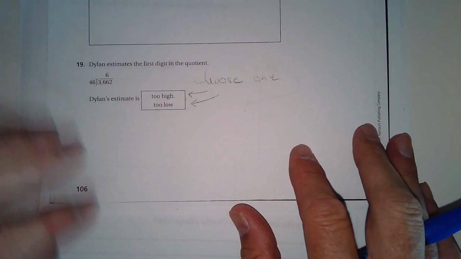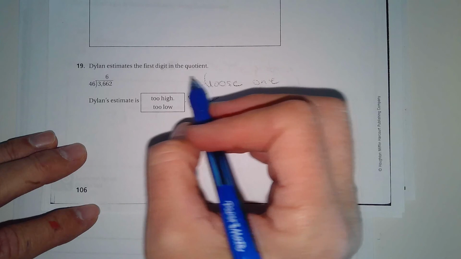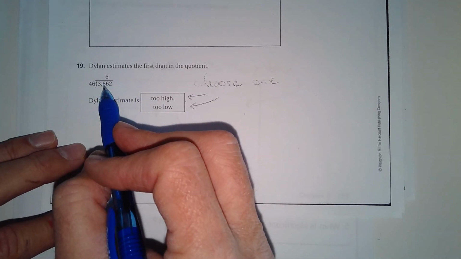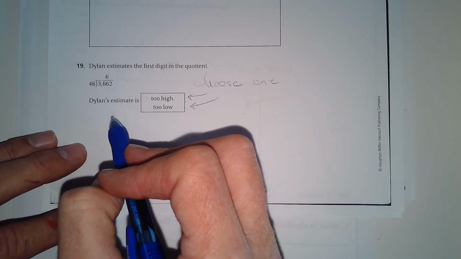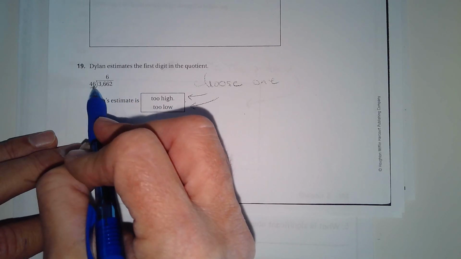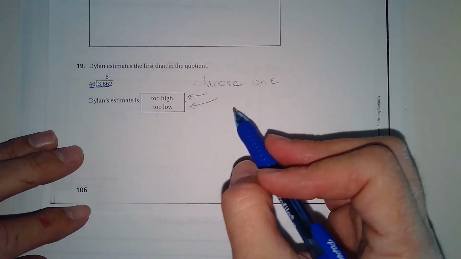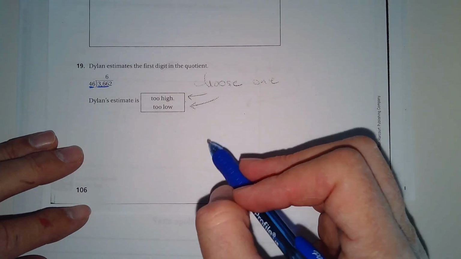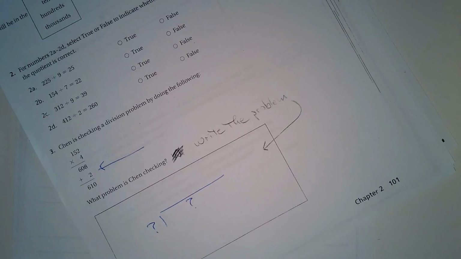Let's go down to 19 here. Dylan estimates that the first digit in the quotient. Okay, so we did some problems like this last week where they may have made a mistake. And is his estimate too high or too low? So you need to figure out how many times 46 fits into 366. Does it fit in 7 times, 6 times, 5 times? Okay? That's it. Have at it.